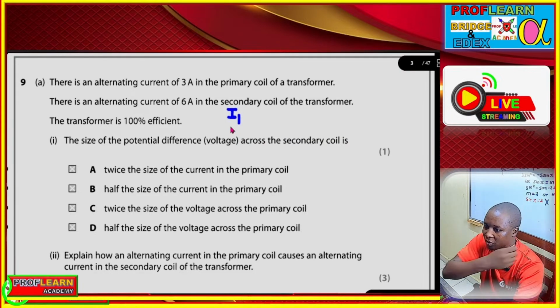Then we're going to move to the next question, and in this question we're going to talk about transformers. So I need to check in the chat section if there is anything mentioned, if somebody left a message there.